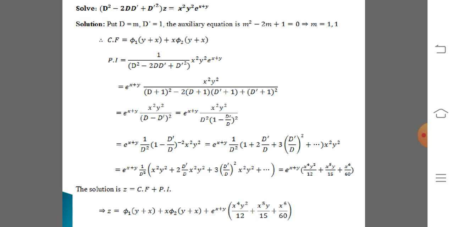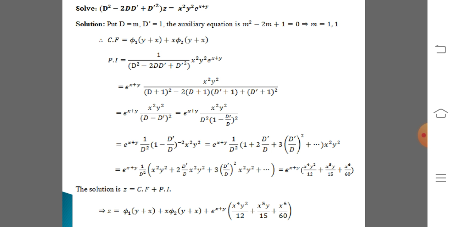Now, this (1 minus D dash by D) whole power minus 2 is of the form (1 minus x) power minus 2. We know that (1 minus x) power minus 2 is equal to 1 plus 2x plus 3x square plus 4x cube plus etc. So, using that binomial expansion, we can expand (1 minus D dash by D) whole power minus 2 as 1 plus 2 D dash by D plus 3 (D dash by D) whole square plus etc., of x square y square.